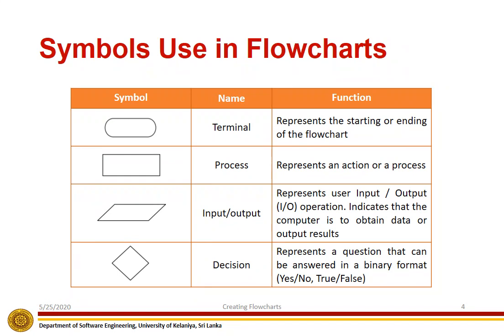Then the third symbol is a parallelogram. We call it the input or output symbol. Many times in a program, the user needs to input some data or values, or the program is going to output something to the user or another computer. So we use this symbol to indicate the manual input or output operation when needed. For example, type in the balance, check the balance, or print number. One input or output operation we can write inside the parallelogram.